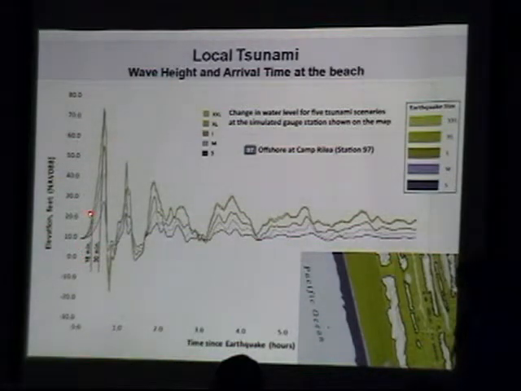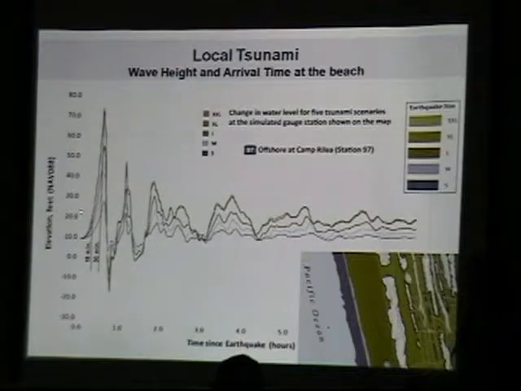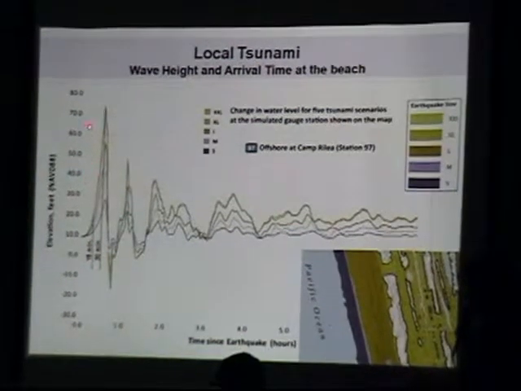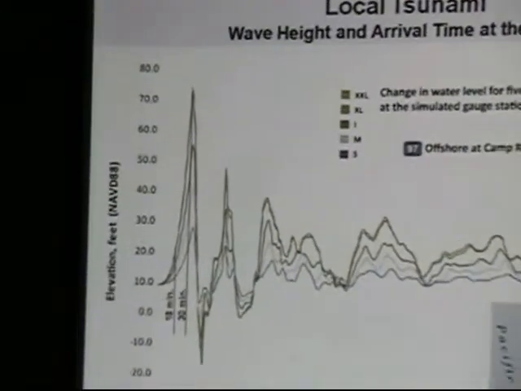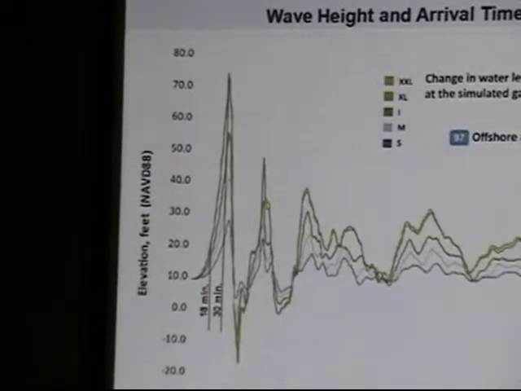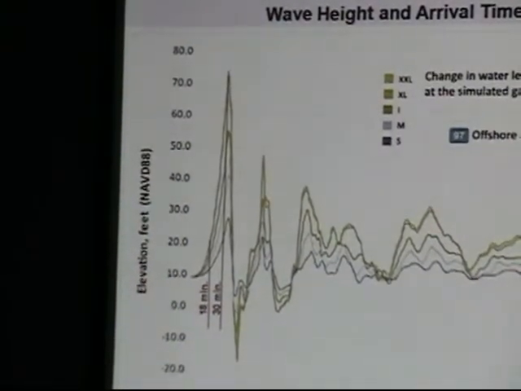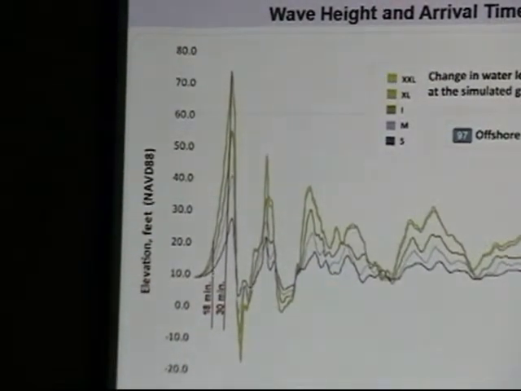Because this is 18 minutes in, and so you have a 20-foot wave. And by 30 minutes, it's at 75 feet, something like that. So it's right on the beach. It's a completely different scenario. That wave is coming directly on shore versus Warrenton.